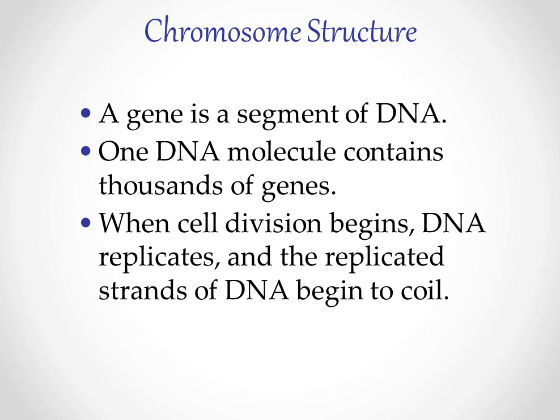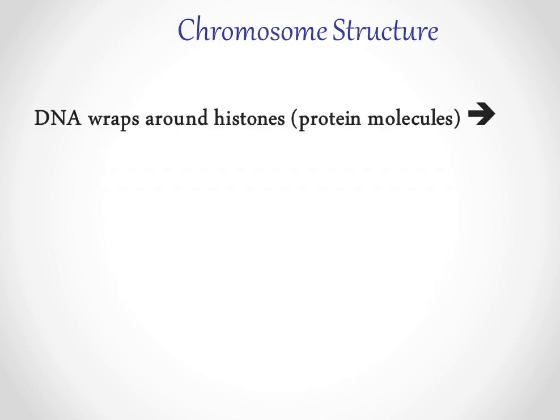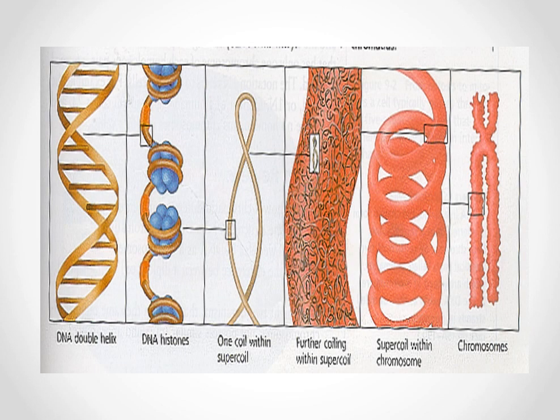So when we're talking about DNA, we're actually looking at a particular segment. The segment is called a gene. Now, one DNA molecule contains thousands upon thousands of genes. They're going to wrap around histones, and they eventually become chromosomes.